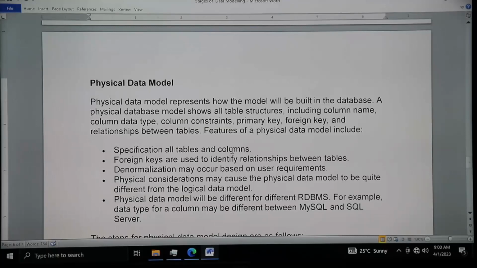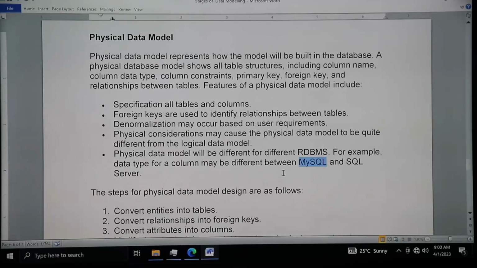Then the physical considerations may cause the physical data model to be quite different from the logical model because it is established now using software. So you can use different applications, that is, a relational database management system. Examples of these programs you can use are MySQL and SQL Server. These are the software that you can use to establish a physical data model. By establishing a physical data model, you come up with a database. And that should be the last stage of establishing a data model.